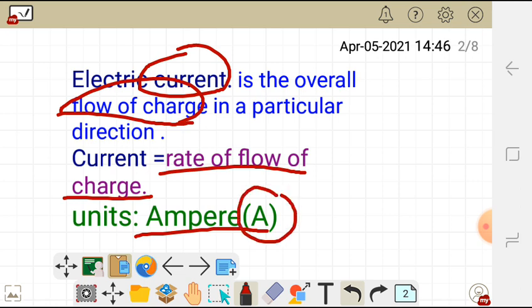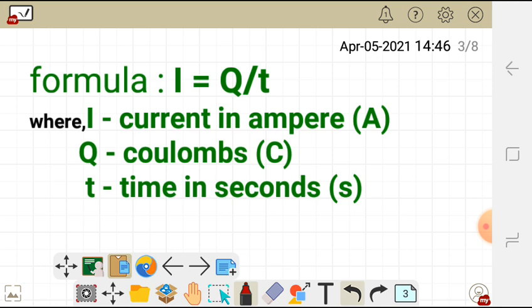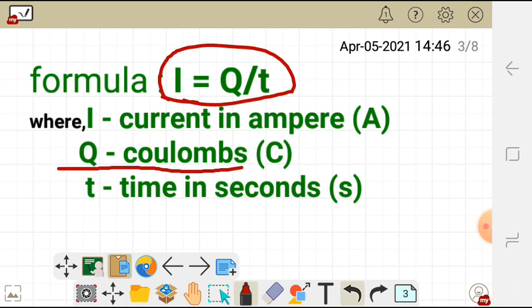We have a formula which we can use to calculate this current in amperes. The formula is I equals Q divided by T, where I is the current in amperes, denoted by A, Q is in coulombs, and T is time in seconds.